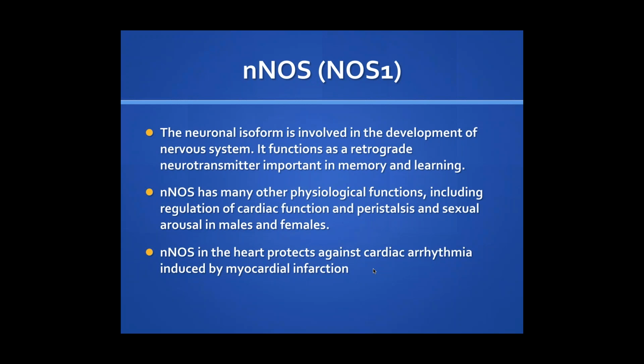The neuronal isoform is involved in the development of the nervous system. It functions as a retrograde neurotransmitter important in memory and learning. nNOS has other physiological functions, including regulation of cardiac function, peristalsis, and sexual arousal in males and females. And in the heart, it protects against cardiac arrhythmia induced by myocardial infarction.